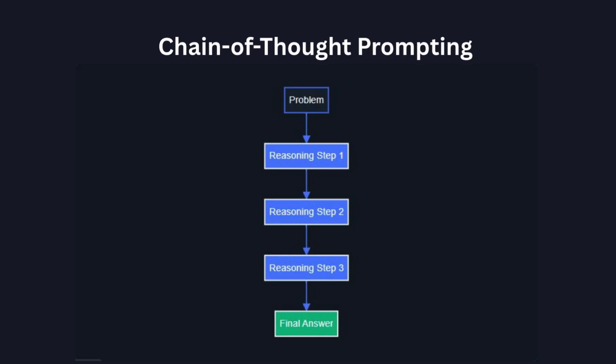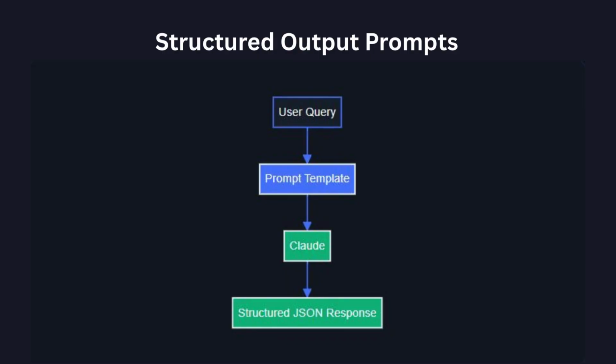Chain of thought prompting is used to improve reasoning. In this method, the model is instructed to explain its reasoning step by step before giving the final answer. This is particularly useful for complex problems, logical reasoning, and multi-step tasks, where intermediate steps are important for arriving at the correct conclusion. Structured output prompting is essential for integrating AI with real systems.